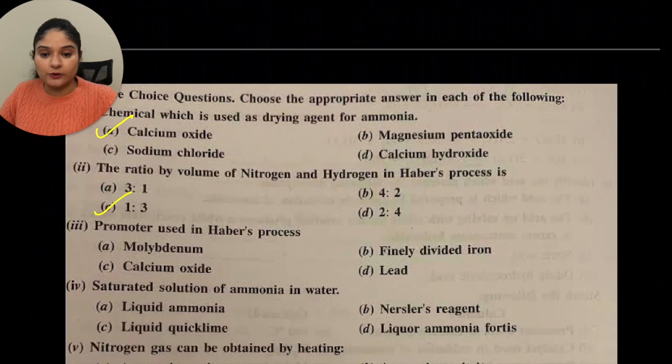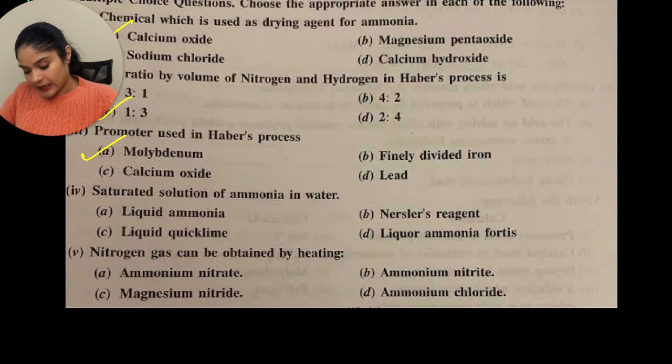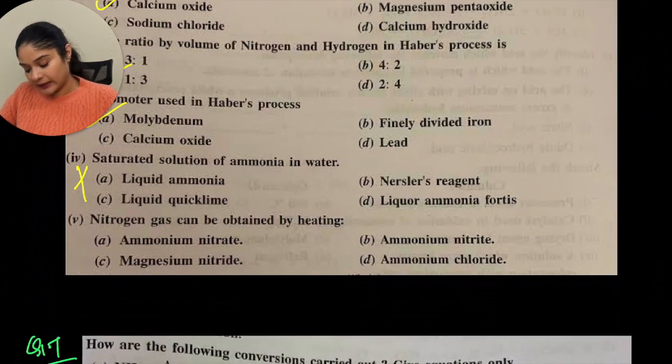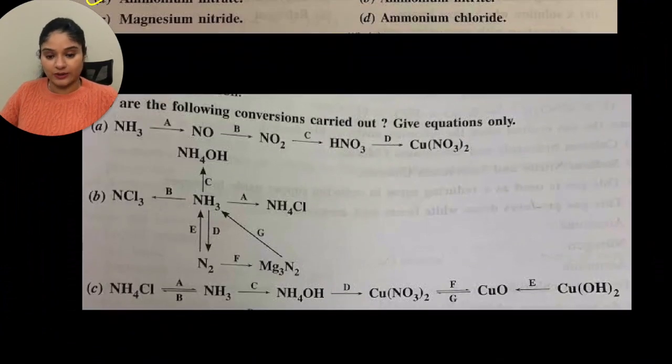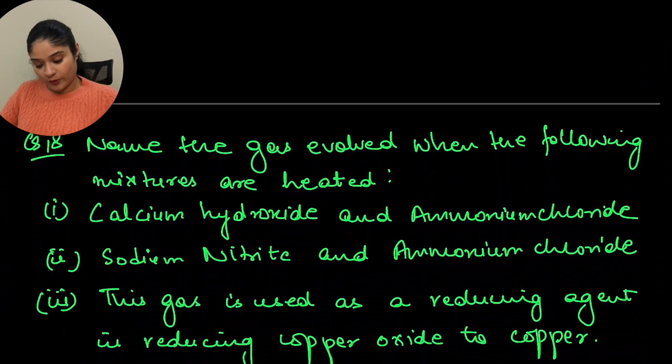Promoter used in Haber's process is molybdenum. Saturated solution of ammonia in water. Okay, that's not in the syllabus. Nitrogen gas can be obtained by heating what? So you'll be heating ammonium nitrate. The next question is, okay, so we'll come back on this question. I want to do this question as the last question. So let's move forward to the next one.